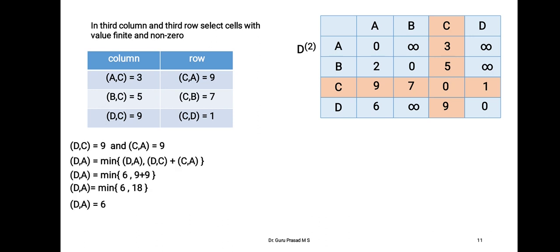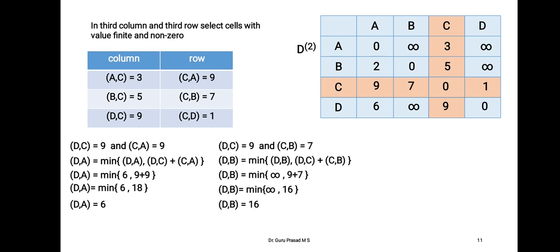Okay, next column last value and the row first value. Column last value is D comma C equal to 9 and C comma A equal to 9. Okay, there is an edge from D to C and there is an edge from C to A. So you can find out the distance between D to A. D comma A equal to minimum of D comma A, D comma C plus C comma A. Okay, and you have to substitute the values. Okay, D comma A minimum value is 6.